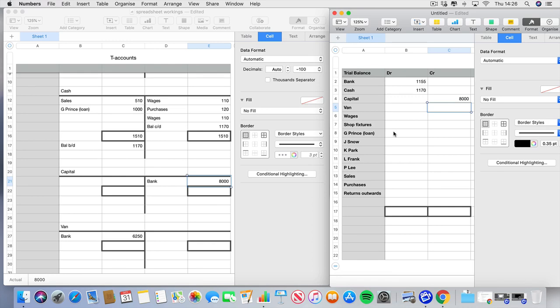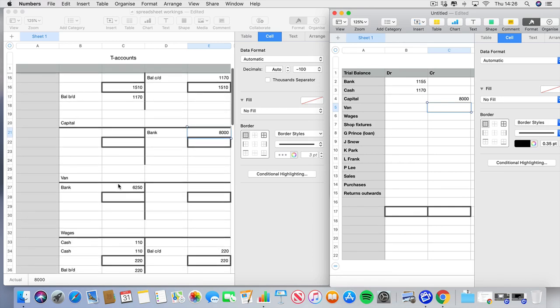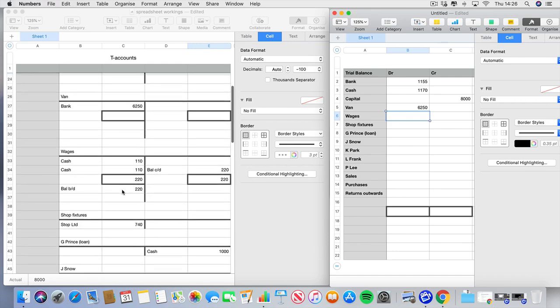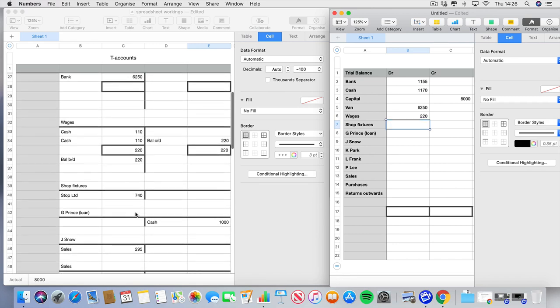Now we'll look at the van. The van is a debit balance. There's only one transaction there, and that's a debit of 6,250. So the van is a debit of 6,250. Now the wages, as I said just now, they're a debit as well of 220. We spent out £220, so that's carried down to the next period. So 220 is the debit balance on the wages. Now I'm just going to briefly go down and fill out the rest of the figures on the trial balance. So shop fixtures is just a debit of 740.